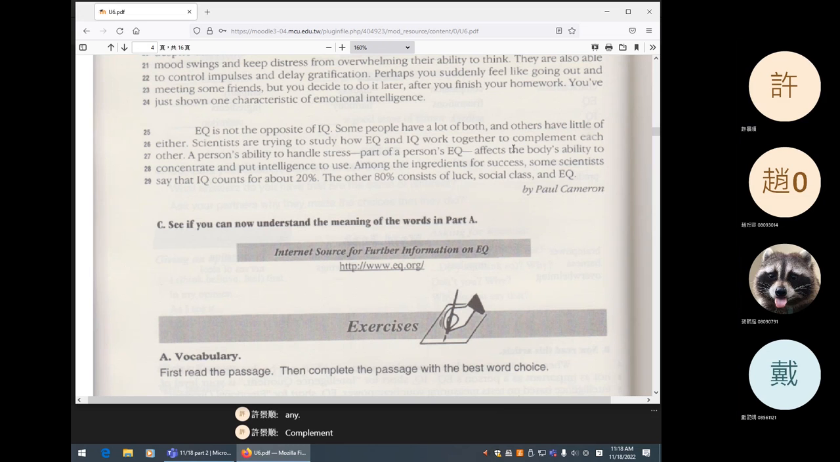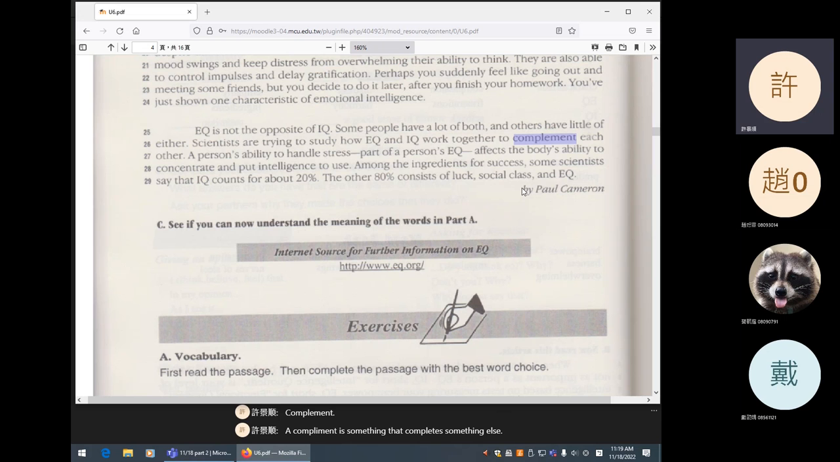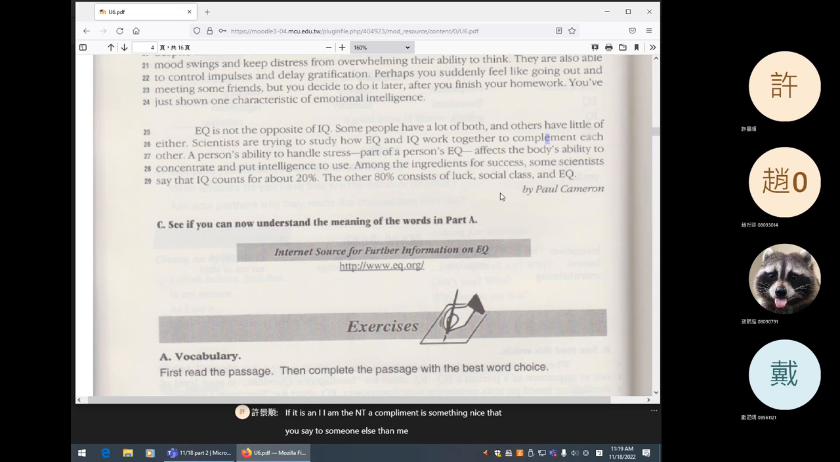Complement. A complement is something that completes something else. 弥补或是搭配. E-M-E-N-T. If it is an I-M-E-N-T, a complement is something nice that you say to someone else. 赞美.